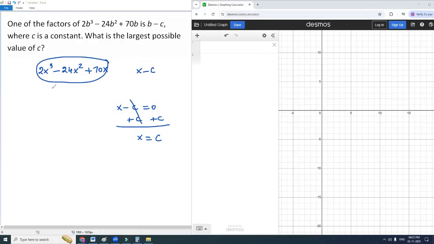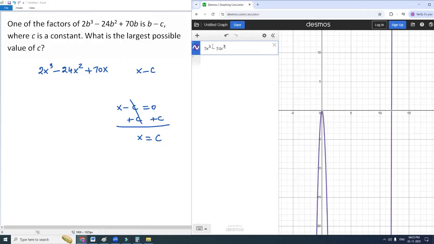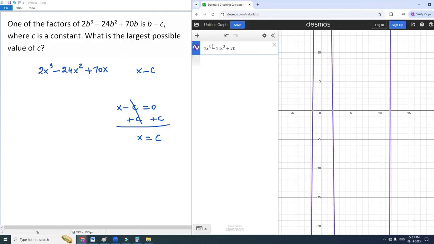Now our aim is to get the x-intercepts of the graph of this expression. Once we get the x-intercepts, we can find the largest possible value of c by looking at the x-coordinates of the x-intercepts. Now let me take this expression as input to get the graph in Desmos. Let me give this expression, that is 2 times x cubed minus 24 times x squared plus 70x.